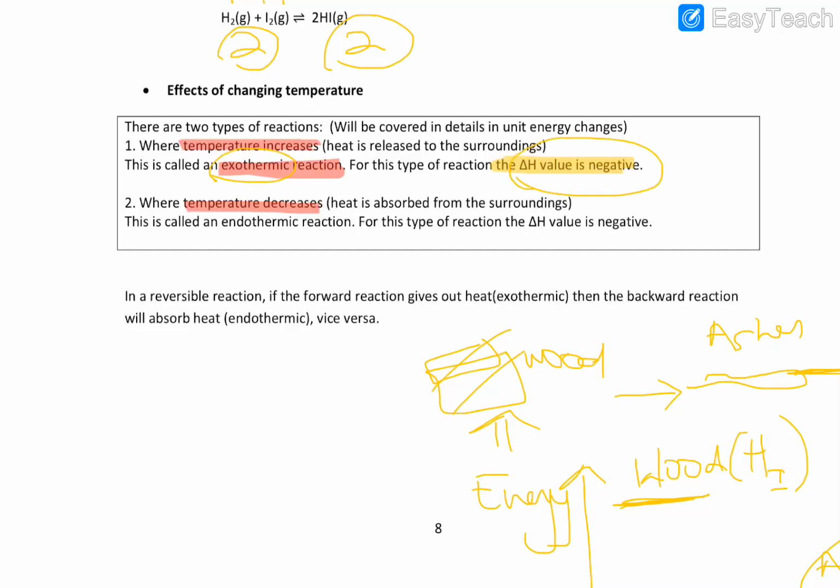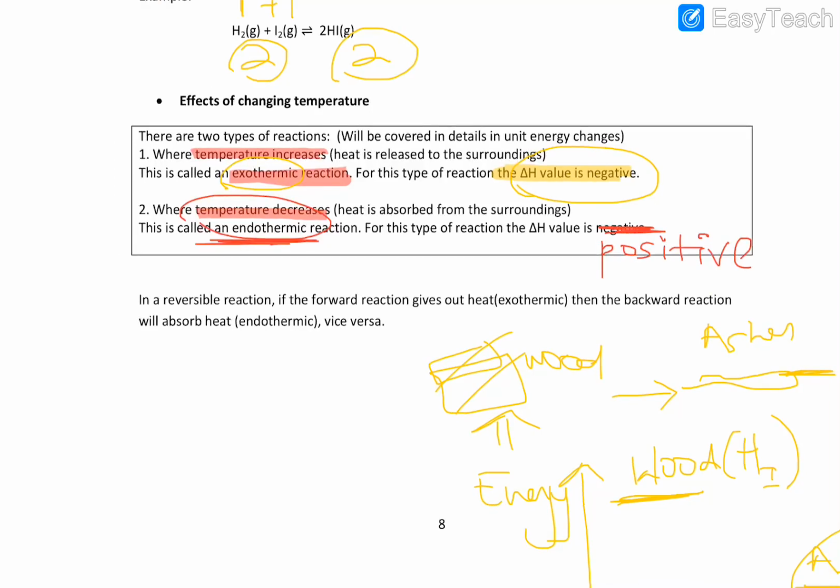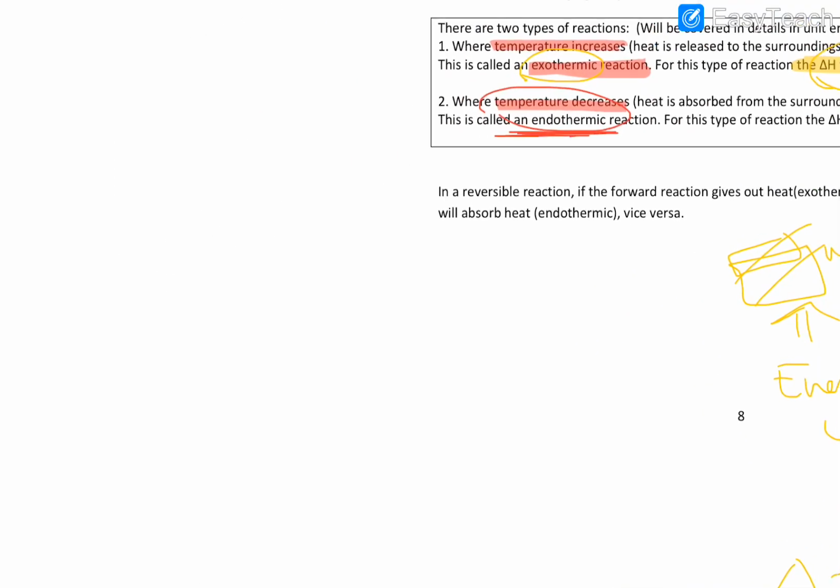And the other way around as well: when temperature decreases, it's called endothermic, and delta H is now positive. Please make a change here. This is wrong, this is a mistake I made. Delta H is going to be positive, it's the other way around. Let me just explain again what happens in an endothermic reaction.